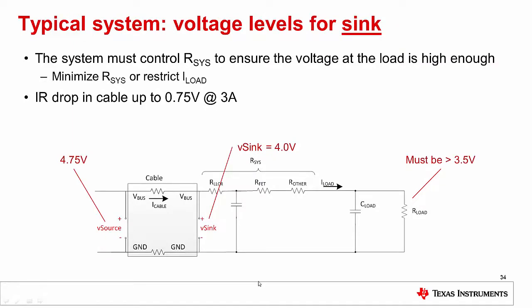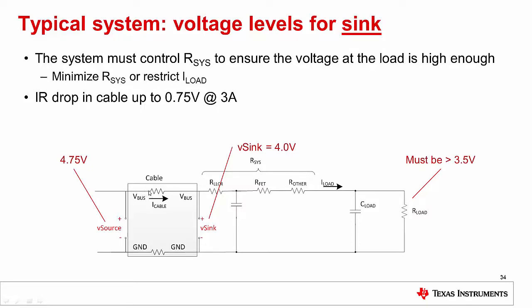Let's get down to some nitty-gritty details here. Let's look at the voltage levels in the system when it's in a sink mode. According to the USB PD specifications, the source has to output at least 4.75 volts at its receptacle on VBus.